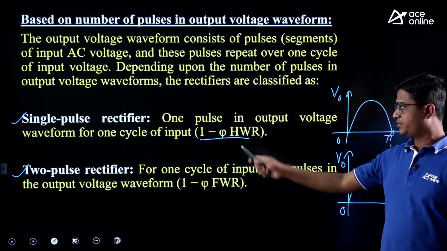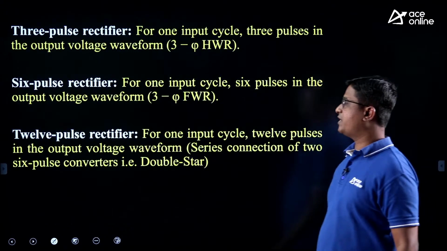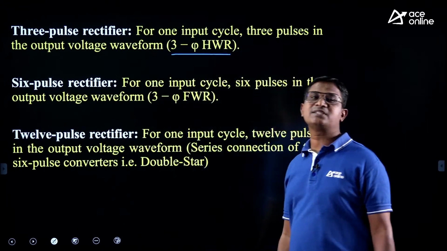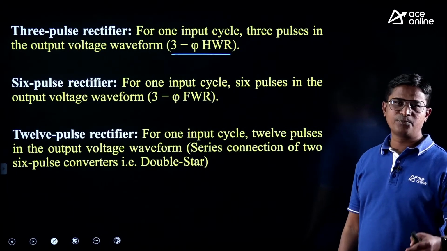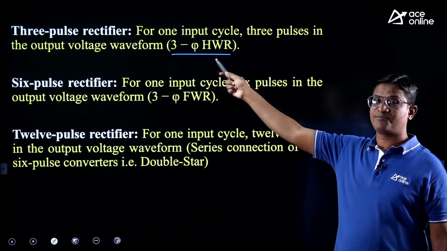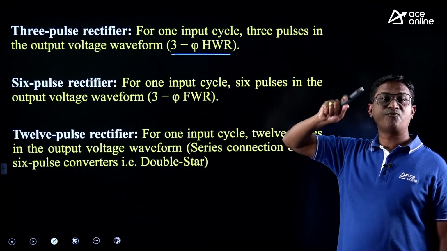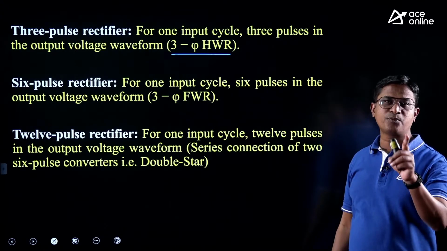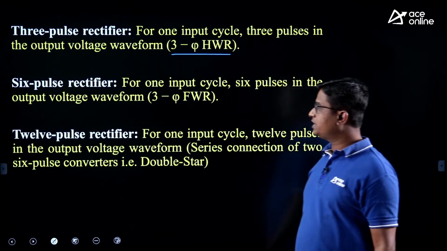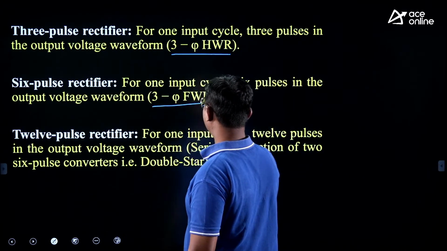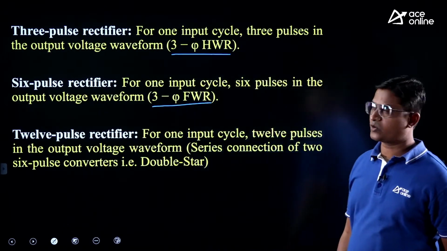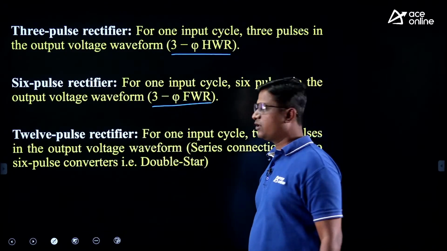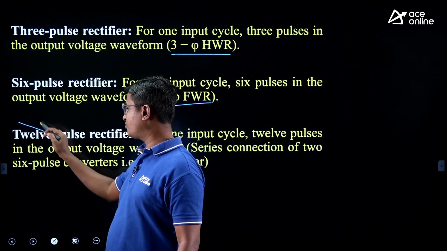So next, 3 pulse rectifier. 3 phase rectifiers will give 3 pulses in output for one input cycle. Okay, so if you recall the output voltage waveform of 3 phase half wave rectifier, we are getting 3 pulses for one input cycle. Next one is 6 pulse rectifier. 3 phase full wave rectifier is also known as 6 pulse rectifier, and similarly we are having the 12 pulse rectifier. 12 pulse rectifier is not there in your syllabus, so forget about it.